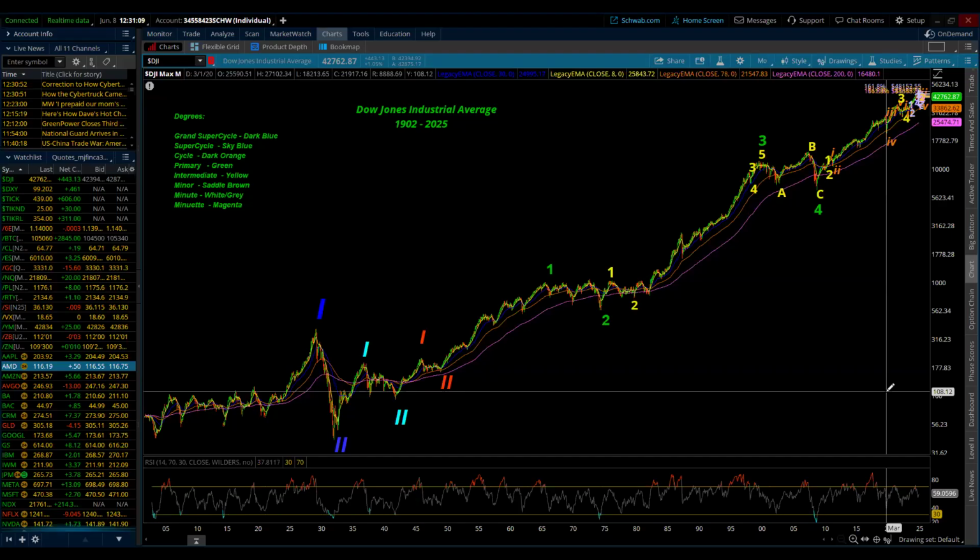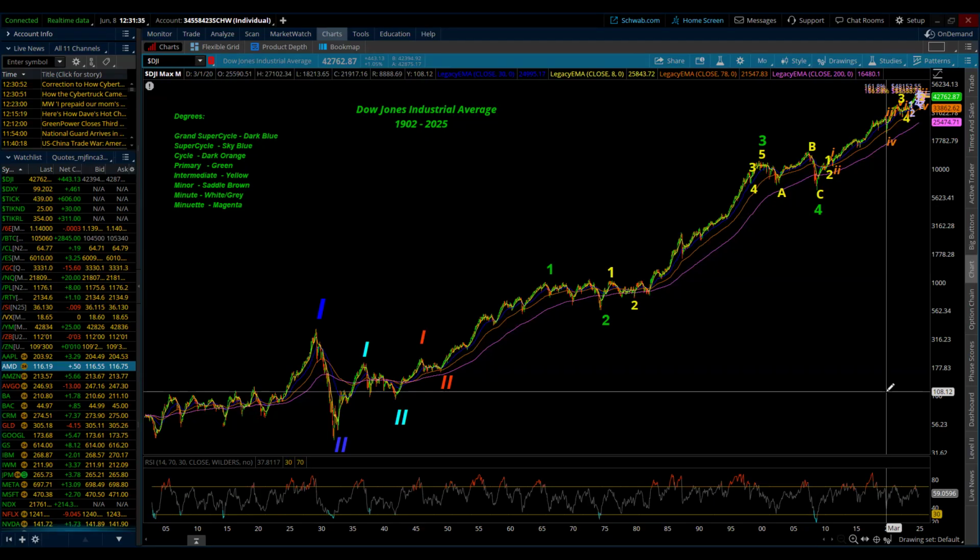And good afternoon. This is the Elliott Wave Weekly Update for the Dow Jones Industrial Average, being recorded on Sunday, June the 8th at 12:30 p.m. Pacific Daylight Time. I'm here on my maximum monthly chart, just doing a quick review again here on the Dow and the S&P 500.